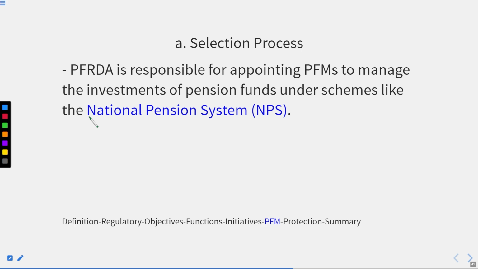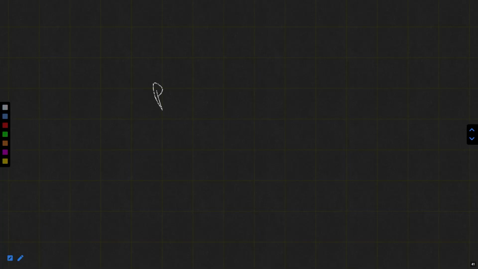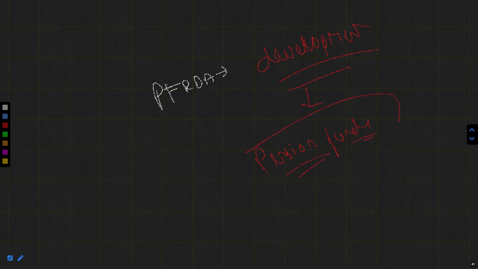PFRDA is responsible for appointing PFMs to manage the investments of pension funds under schemes like the National Pension System. Okay, so basically you can say PFRDA is not only a regulatory authority but also a development authority. Okay, development of what? Development of pension funds. It means that they have to appoint someone who is eligible to maintain the fund in a particular manner so that the fund could be benefited or developed, right? So for this kind of thing, they usually appoint PFMs, pension fund managers.